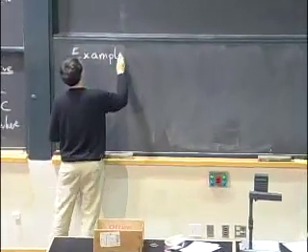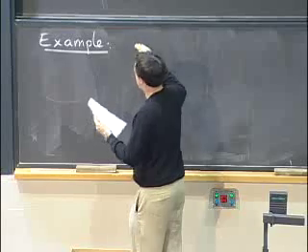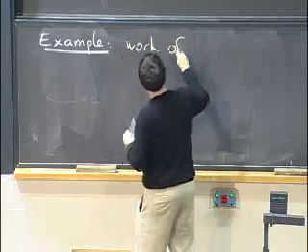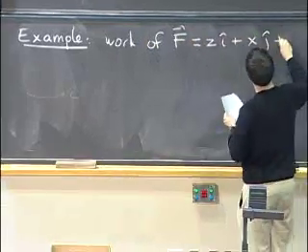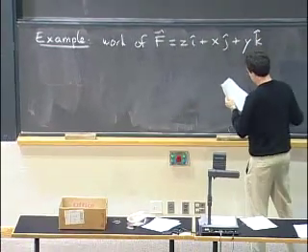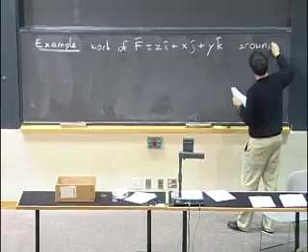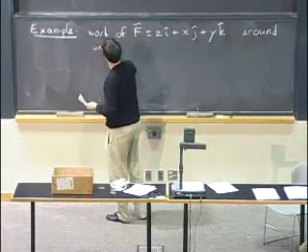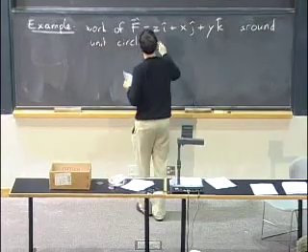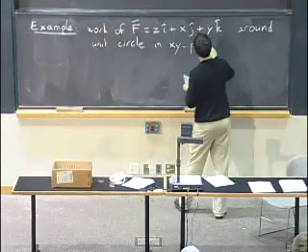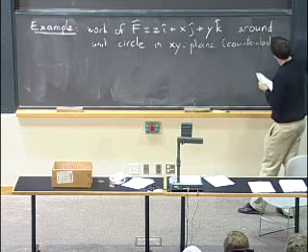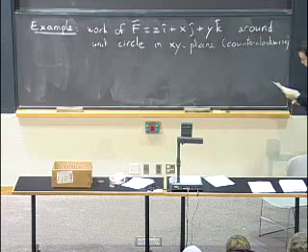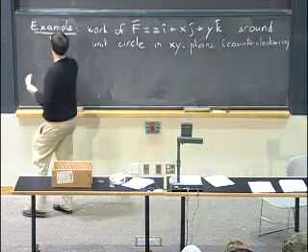Okay, so let's do an example. Let's try to find the work of the vector field zi plus xj plus yk around the unit circle in the xy plane, counterclockwise. So the picture is conveniently already there.